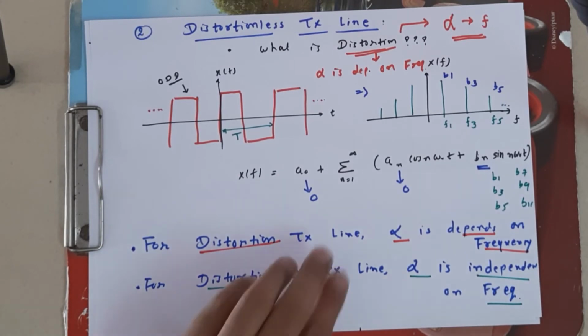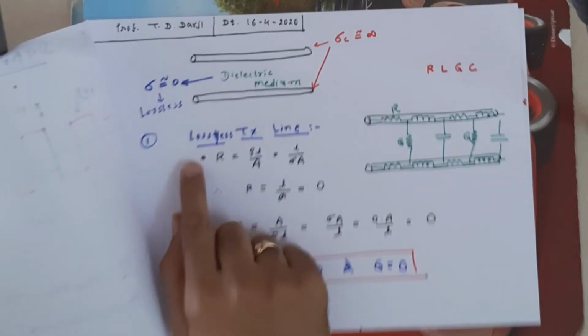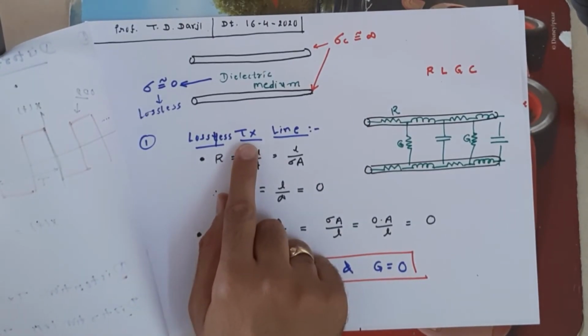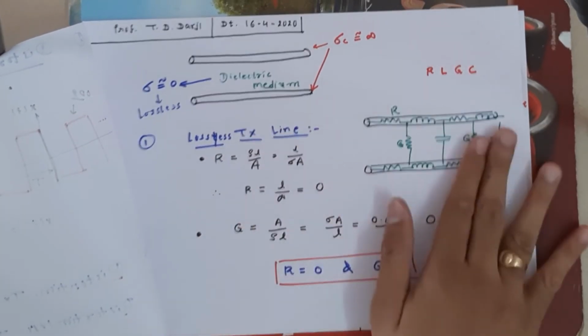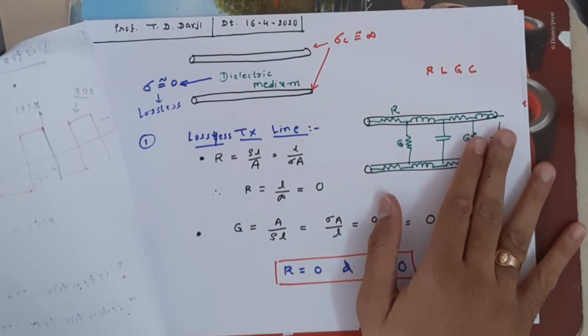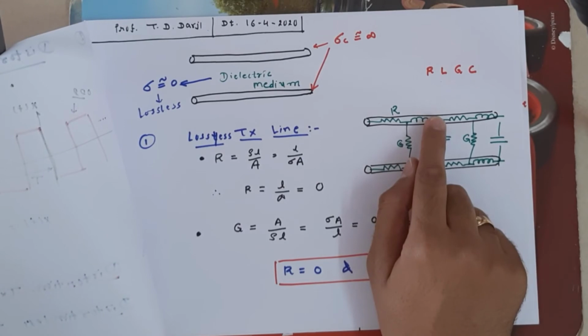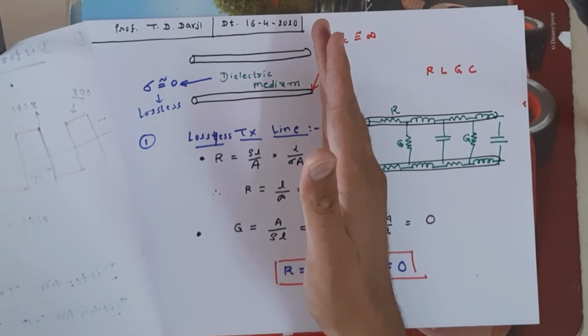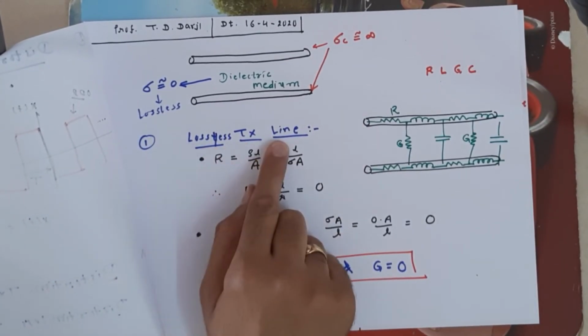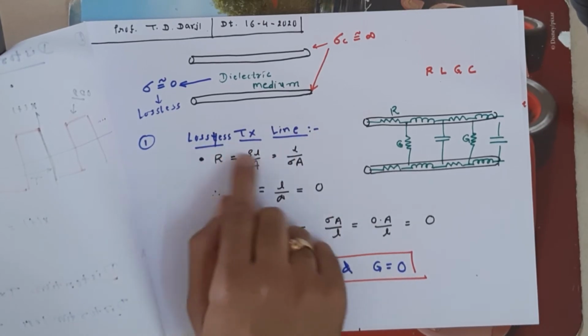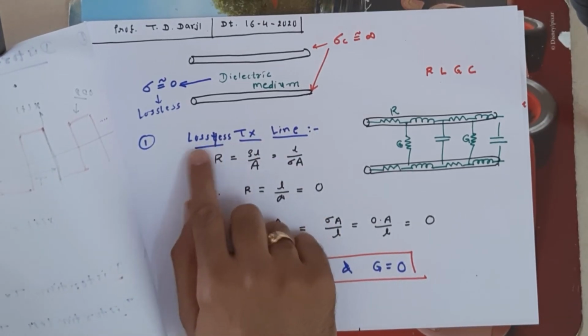Lossless, loss means a power loss. So there is no power loss throughout the transmission line. For power transmission, if you want to transmit your power from one point to another point, we have to use the lossless transmission line. So what is the application of the lossless transmission line? The lossless transmission line is used for power transmission.